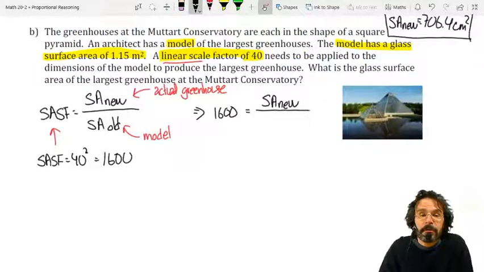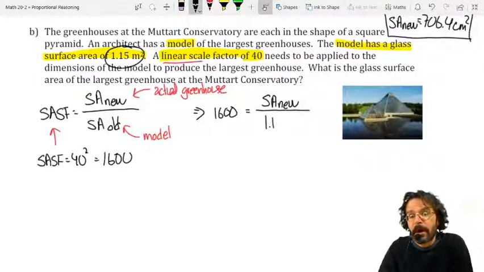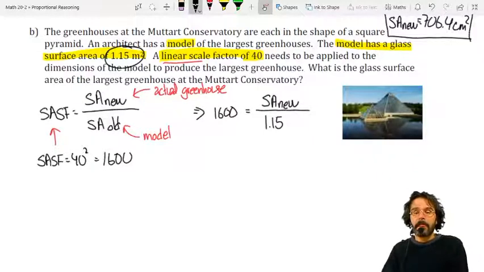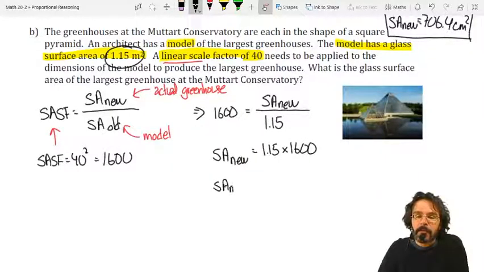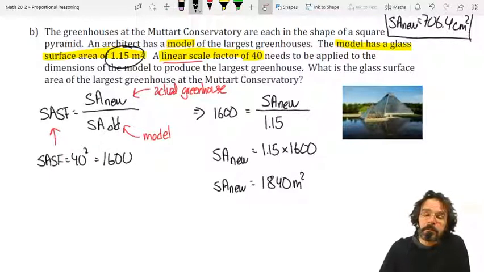We know the surface area of the old object, the model, is 1.15 square meters. Multiply both sides by 1.15, and we're going to get a surface area of the new object of 1.15 times 1600. If we multiply that out, we're going to get 1840 square meters. Don't forget the units.